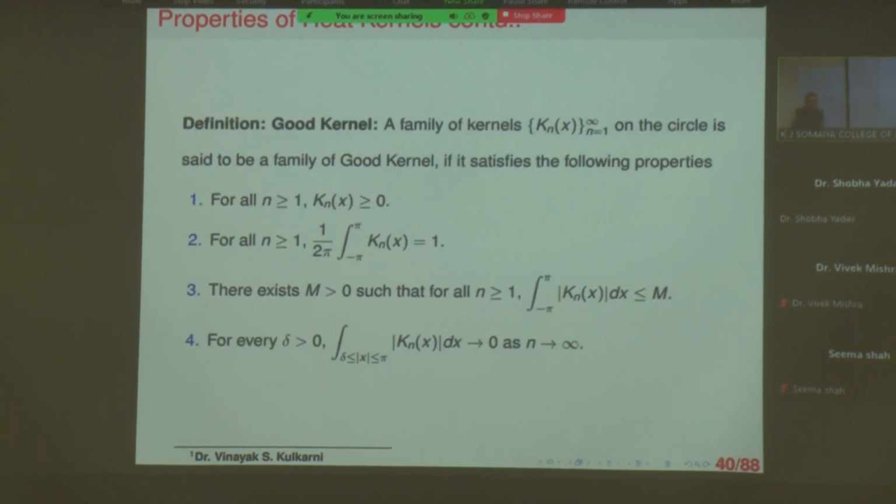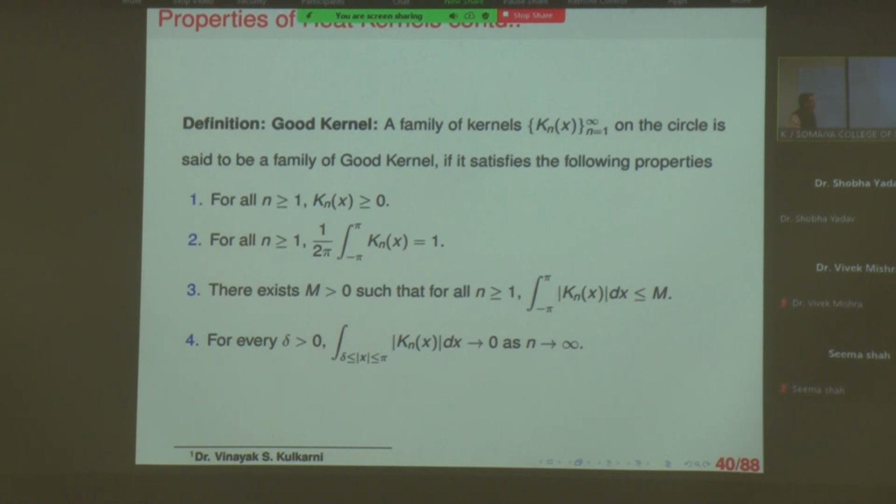Now one more concept I will add before going ahead. I just taught you the heat kernel. Whenever we are talking about a particular kernel, the concept of a good kernel plays a very important role. So let me explain what a good kernel is. A family of kernels K_n(x), n equals 1 to infinity, on the circle is said to be a family of good kernels if it satisfies the following properties. A family of kernels satisfying 4 properties is known as a good kernel. Property number 1 is positivity: for all n greater than or equal to 1, K_n(x) is greater than or equal to 0.